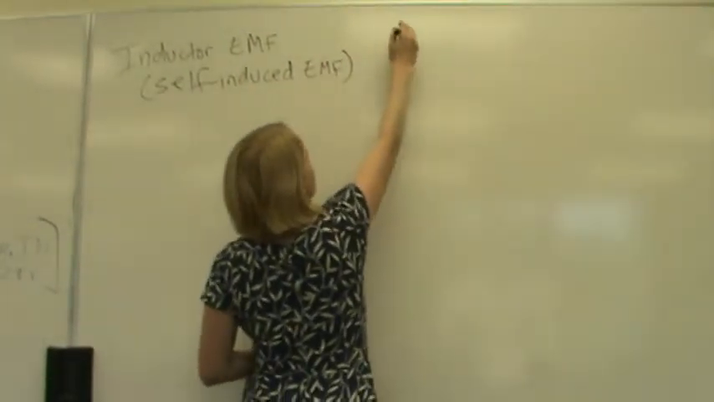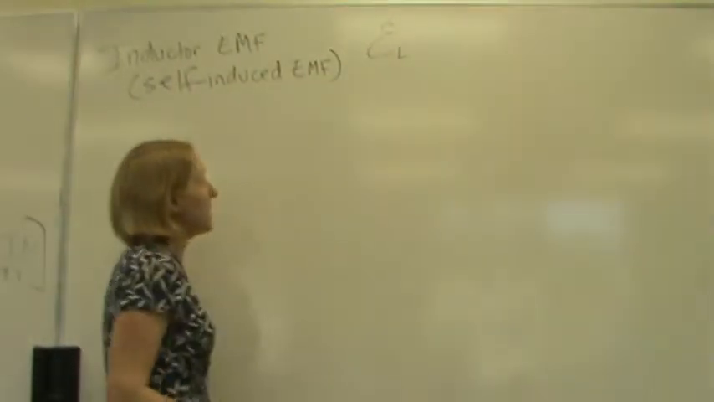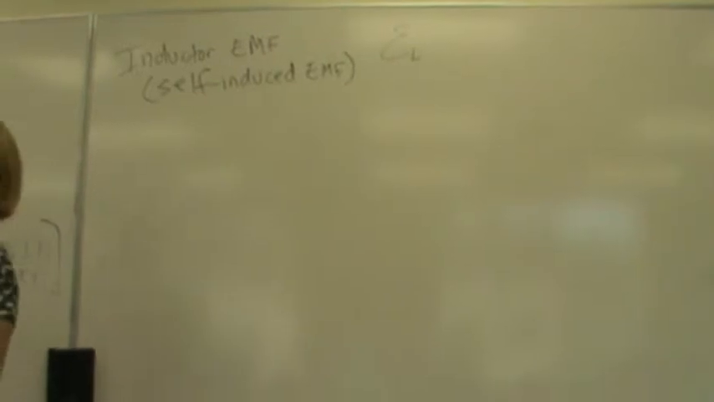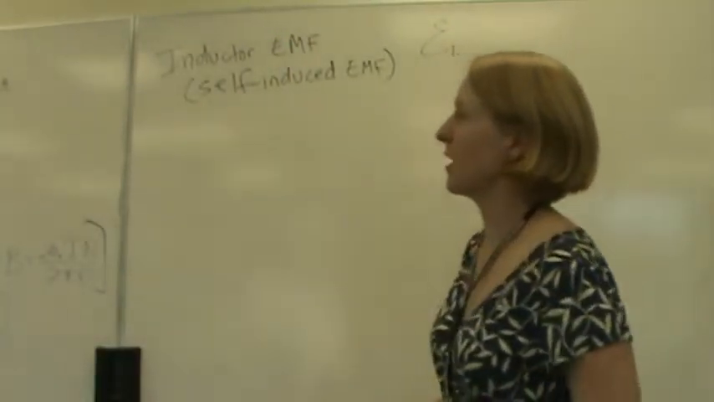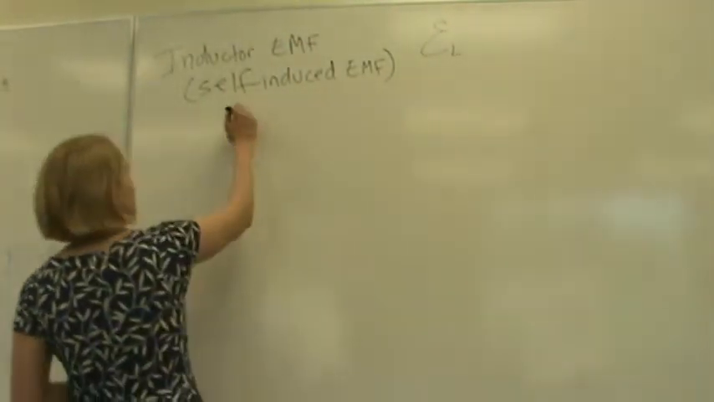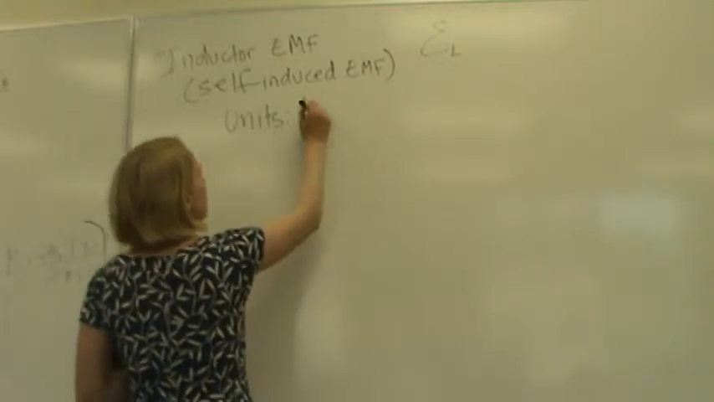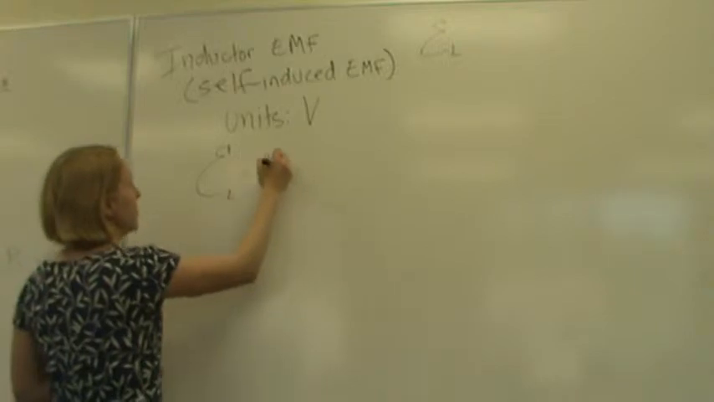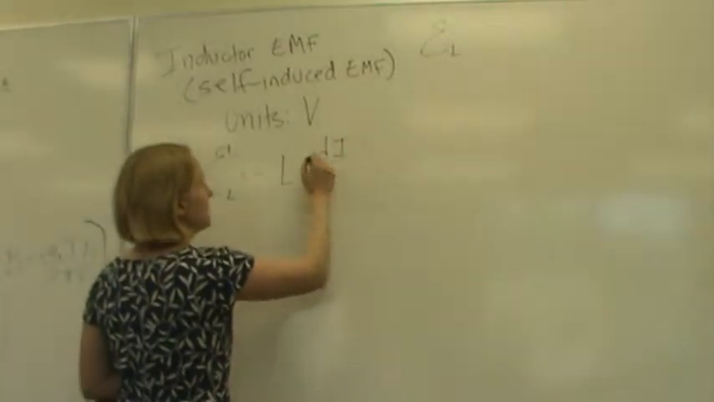Okay, so we use this loopy E. Again, that's just the EMF we've used before, but it's related to the inductor, so it's sub L. Units are volts still. And our definition is minus L di/dt.